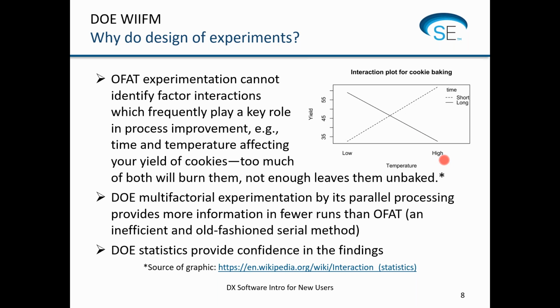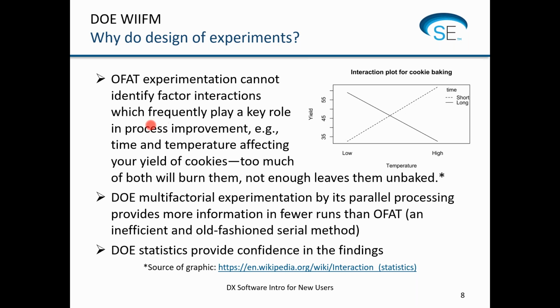So an interaction, the way I define an interaction is simply this. An interaction is when the impact of one factor depends on the set point of another factor, right? So in this case, the impact of the cook time depends on the temperature, or you can say it in reverse. The impact of temperature depends on the cook time. Okay, there's a connection between the two. One factor at a time experimentation cannot identify these interactions. Interactions frequently play a very important role for process improvement.